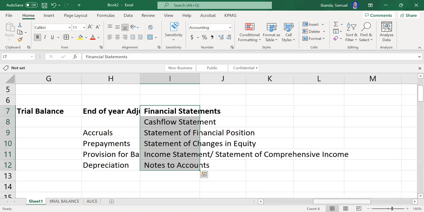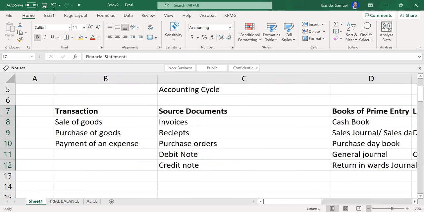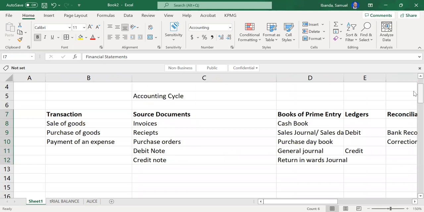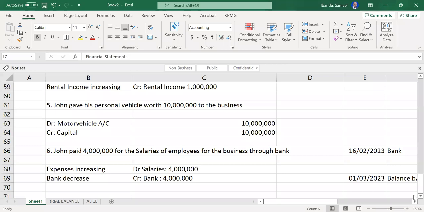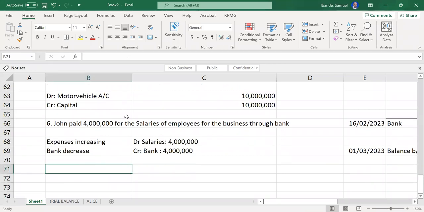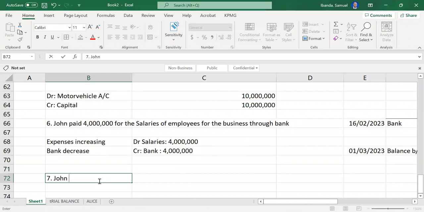Now I just want to demonstrate something. In case we had a transaction, maybe this was our transaction 7 and it was John paid for rent for the business premise.